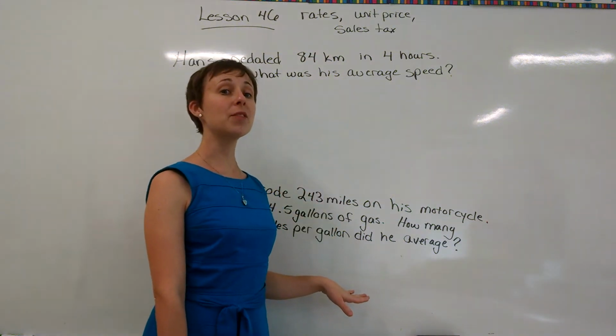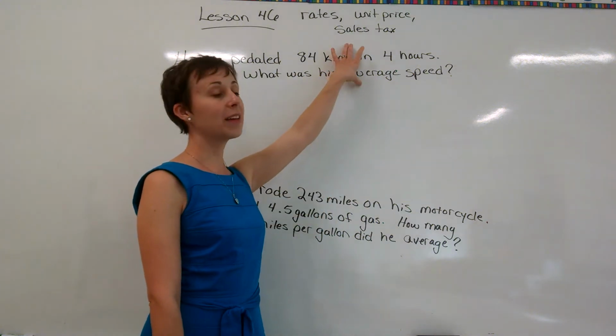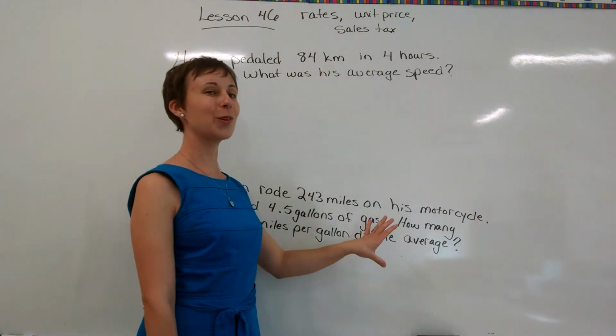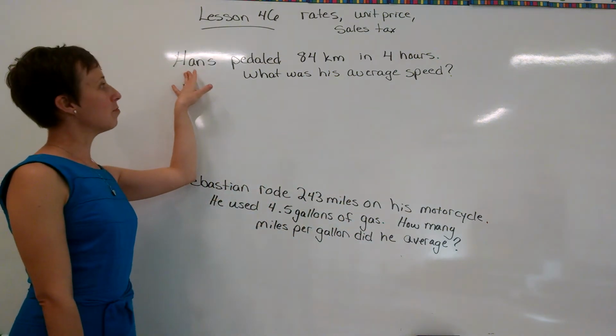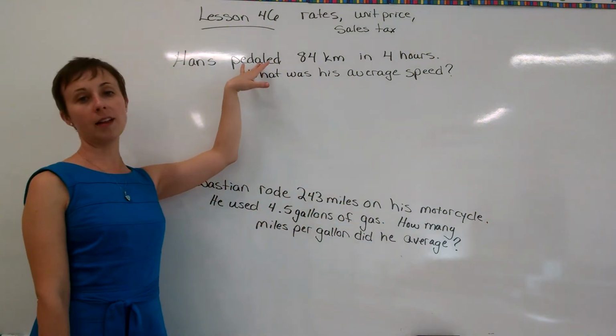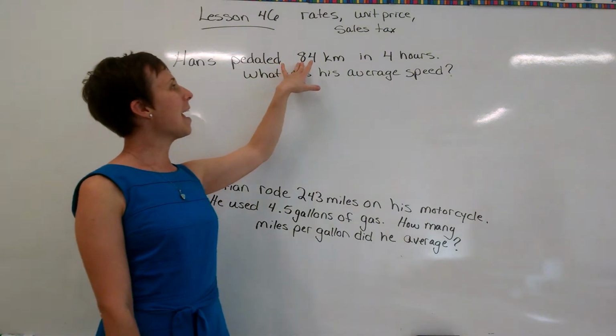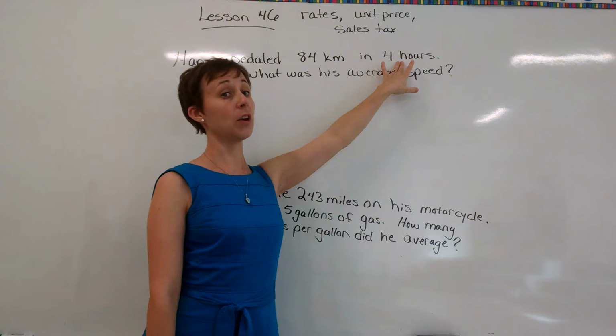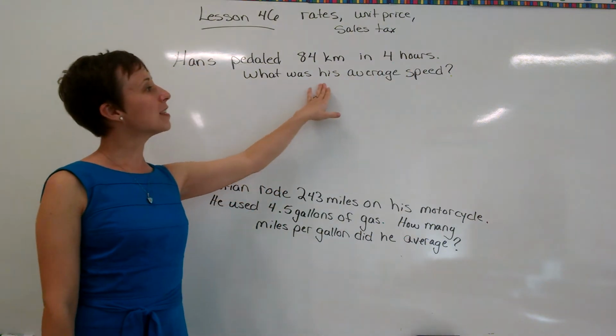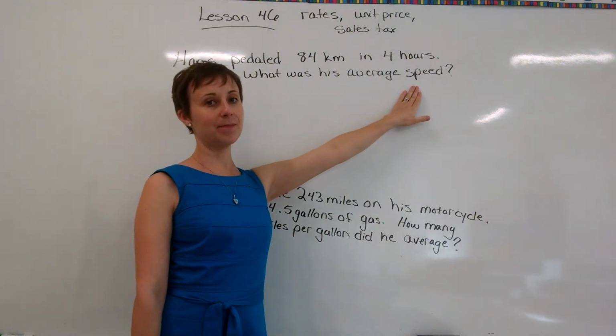Use your pause button if you need to make sure that you have the complete problem on your paper and that you can work out the math along with me. Hans pedaled, so poor Hans is riding a bicycle, 84 kilometers in 4 hours. He's a very active guy. What was his average speed?